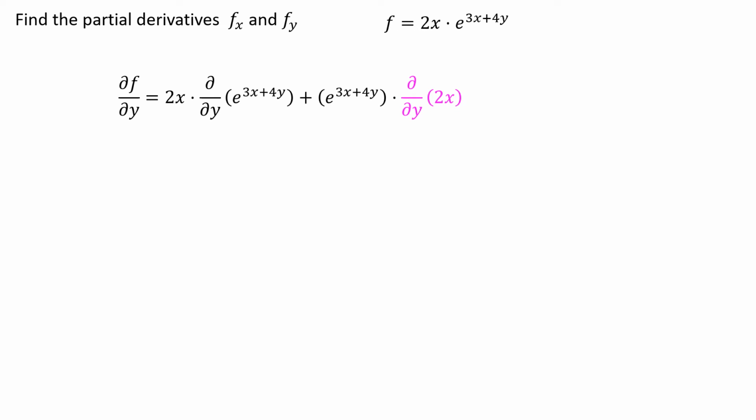If we're differentiating with respect to y, the derivative of 2x, being that it's a constant, is 0. And therefore, the entire last term is 0. And since adding 0 doesn't change anything, we can omit that term altogether. You didn't need to use the product rule at all here. You could have simply realized that f is a function of x times a function of x and y. In other words, the 2x in front of the exponential function can be considered a constant if we're differentiating with respect to y.